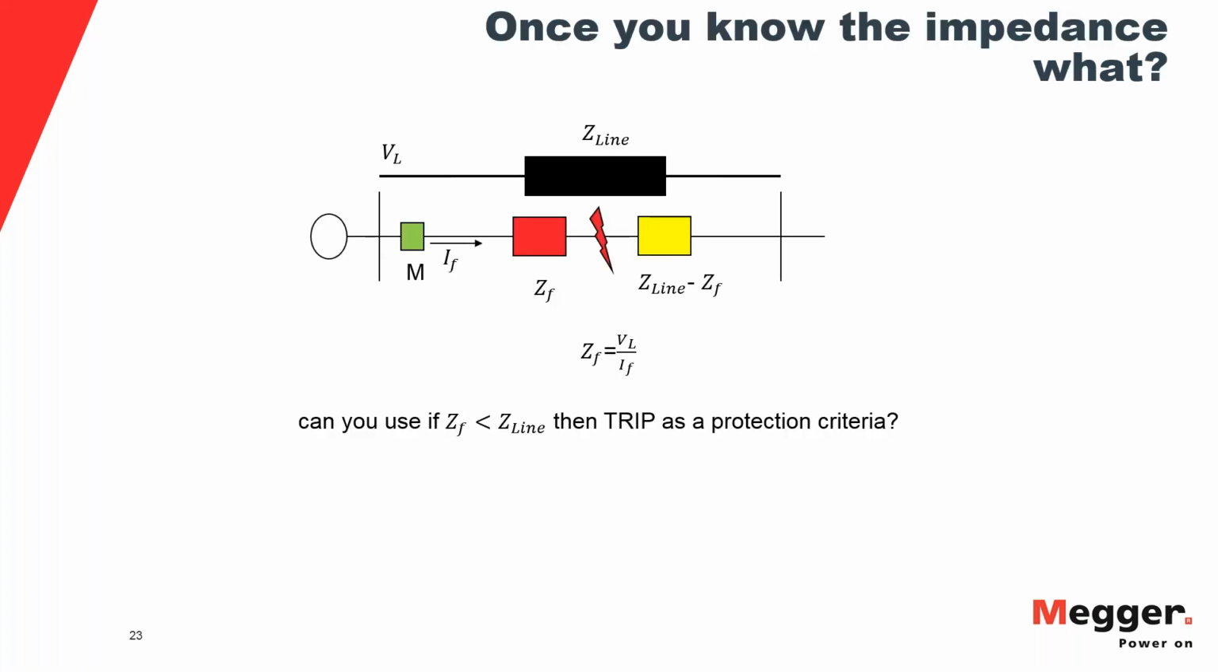Now, once we have calculated the impedance, we know the impedance to the fault. What can we use that impedance for? Say that if the impedance that I calculated is lower than the impedance of the line, can I trip? Can I use that as a protection criteria?